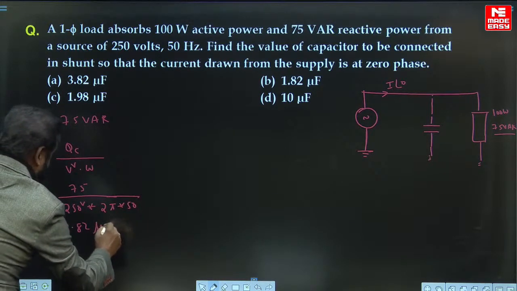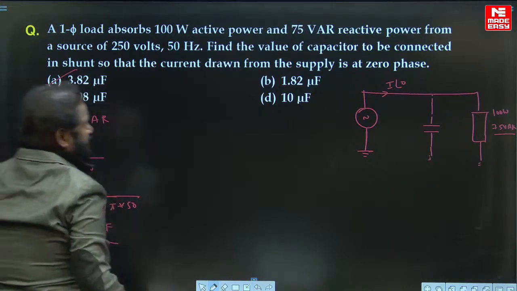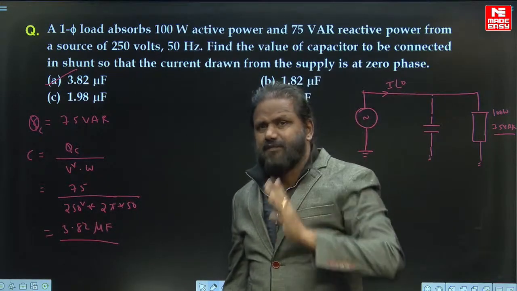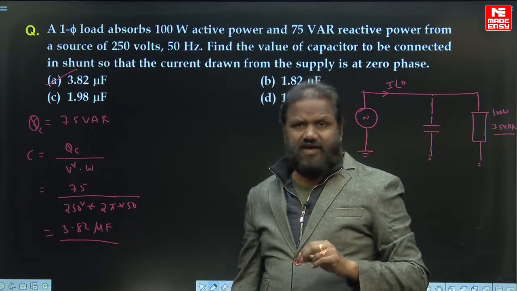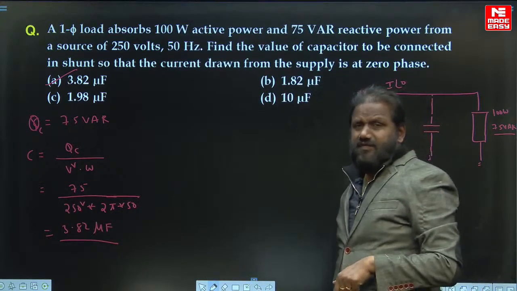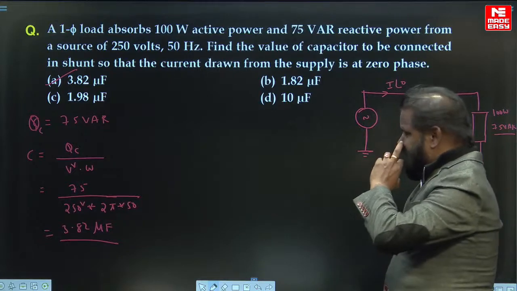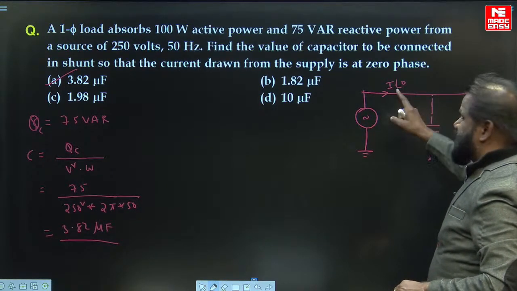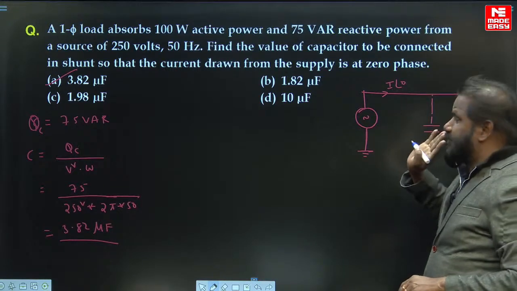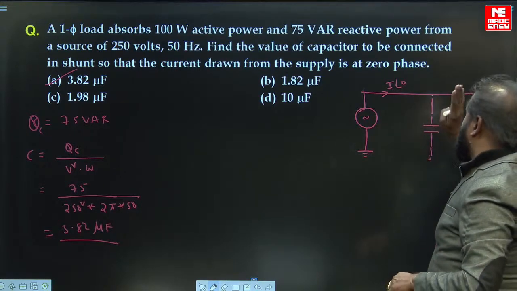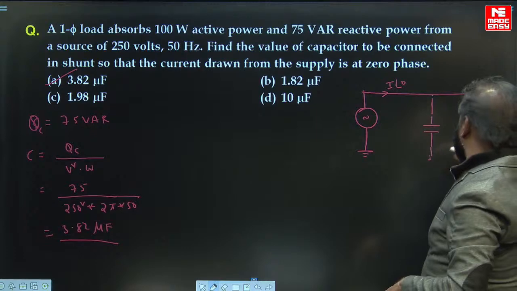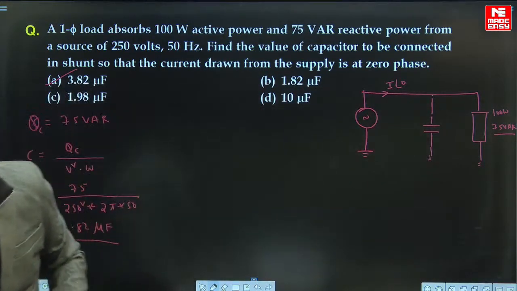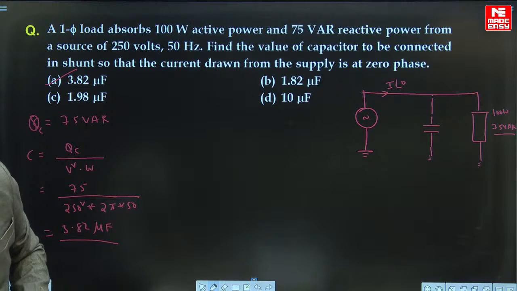3.82 microfarads. Here, more than the calculation, logic is very important. In every question the calculations are very simple, but the logic is the difficult and tough one. That is the reason you have to approach it in a logical way. The current coming from the source is at zero phase, which means the source should not supply any reactive power, so it has to be totally compensated by the capacitance itself. That is the concern.